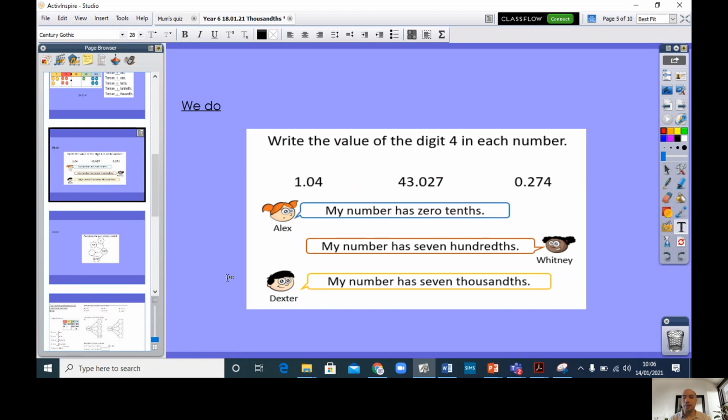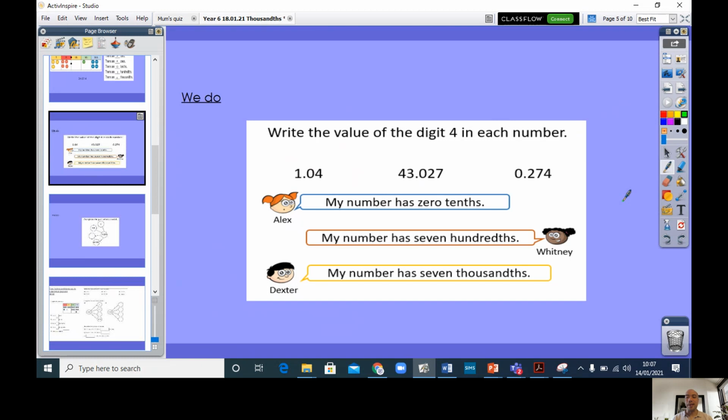Let's move on to this question. Write the value of the digit 4 in each number. So what you've got to do is identify the 4 first. So I can see a 4 here, here, and here. I see a 4 in my hundredths column, I see a 4 in my tens column, and I see a 4 in my thousandths column. So let's have a look at the statements and then try to match them. So pause the video and have a go at matching each statement to the number above.